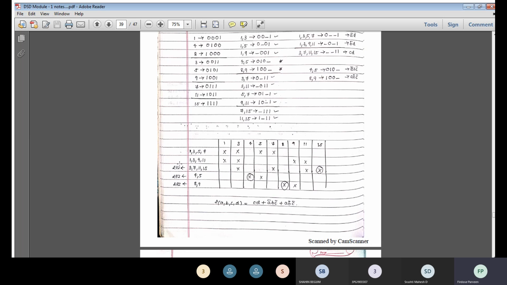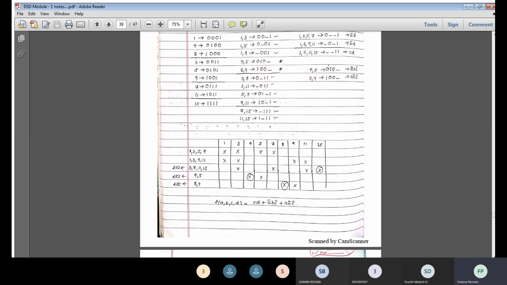These three things should be there in your minimal expression. So what is it? One more term is missing here. Okay. So 8, 9 is what? It is A, B bar, C bar. Because this is A, this is B bar, this is C bar.